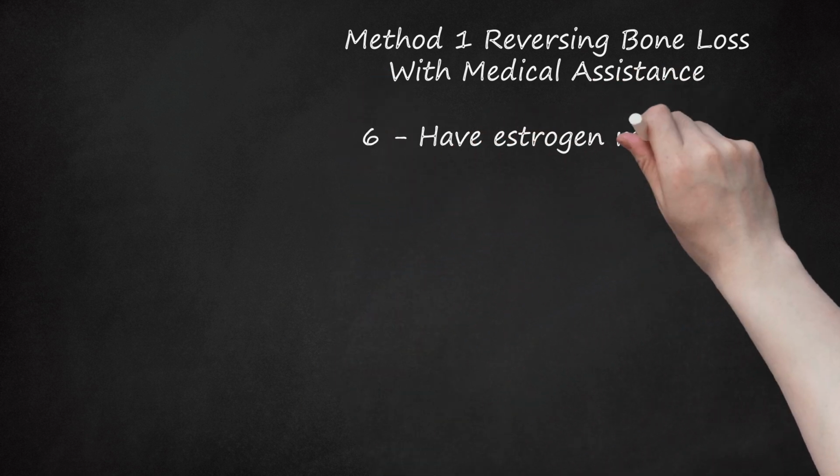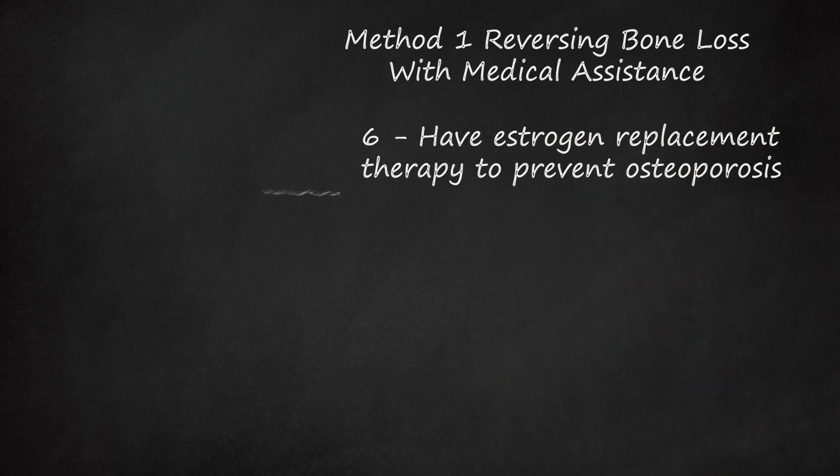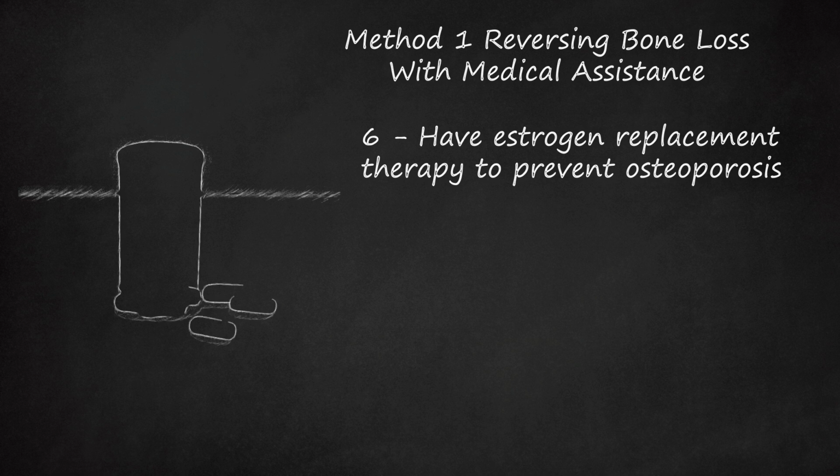6. Have estrogen replacement therapy to prevent osteoporosis. Estrogen can help prevent osteoporosis and maintain the mineral content of your bones by slowing down your bone loss. Hormone replacement therapy can also reduce your risk of heart disease and bone fractures. There are a few ways to get estrogen replacement therapy, of which the following are the most common.